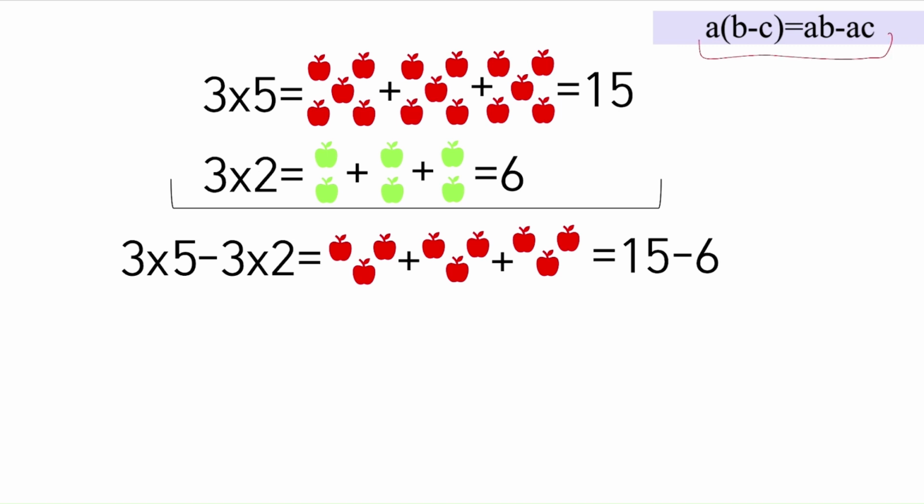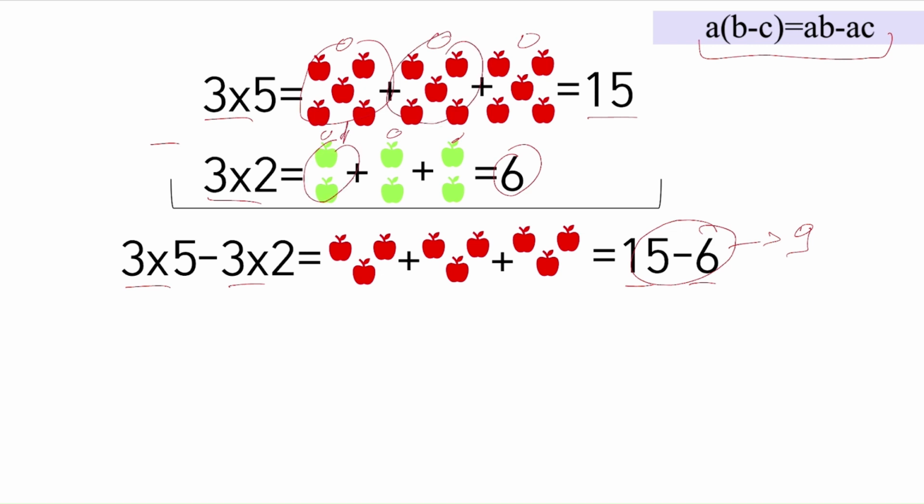Let's look at this one. 3 times 5 is 15, which is also 5 apples 3 times. 3 times 2 is 6, which is 2 apples 3 times. Let's subtract the second equation from the first equation. If you subtract it, you will have 3 times 5 minus 3 times 2, which is equal to 15 minus 6. The result of this operation is 9. And also, if you subtract these 2 apples from the 5 apples, you will have 3 times 3 apples, which is 9. So 3 times 5 minus 3 times 2 is equal to 9.